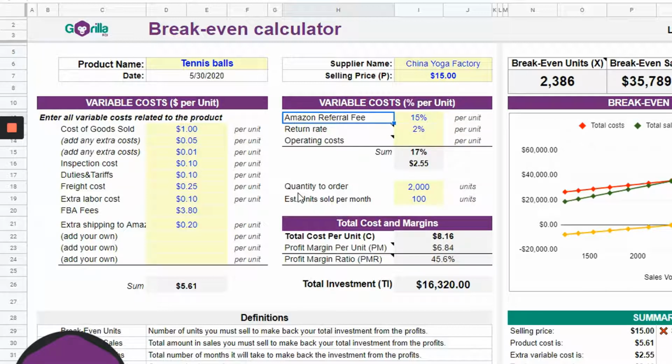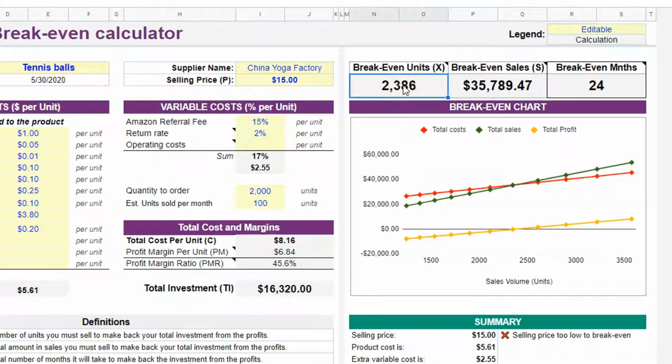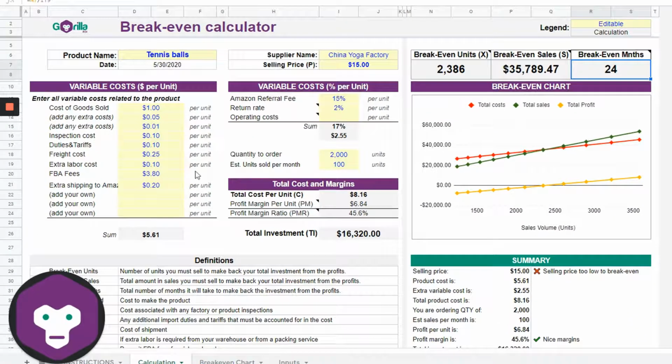So it's broken up into 3 sections. The first is the variable cost, and this pertains to the cost of the products. So everything related to the products, you will enter it here. As I said, go in and change or readjust anything that you need. But try to be as detailed as possible, because what you're trying to do is make sure that you know exactly how many units you have to sell to break even, the total number of sales or sales value, and how many months it's going to take for you to break even.